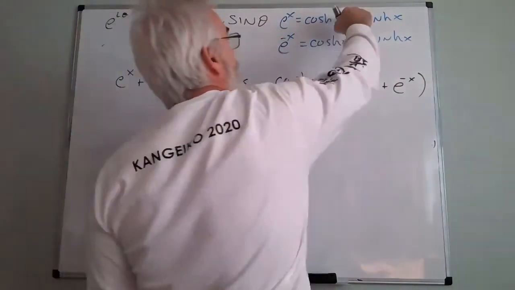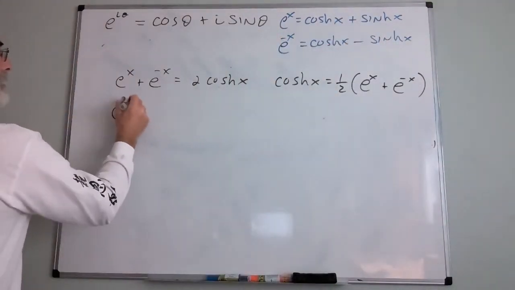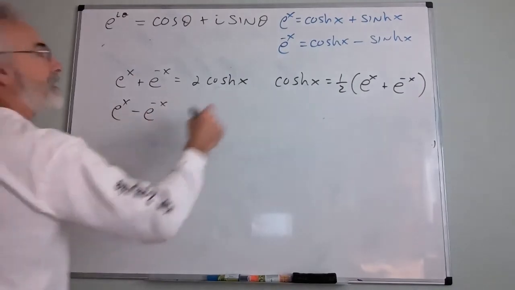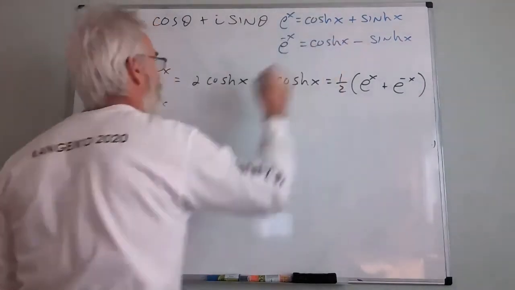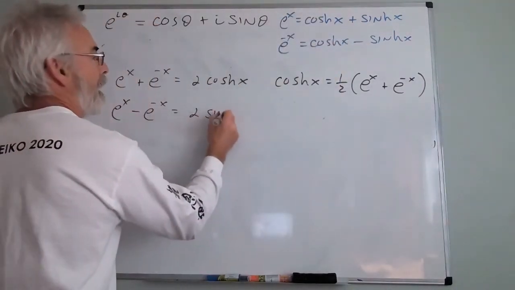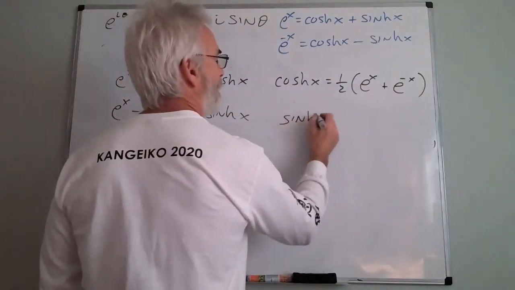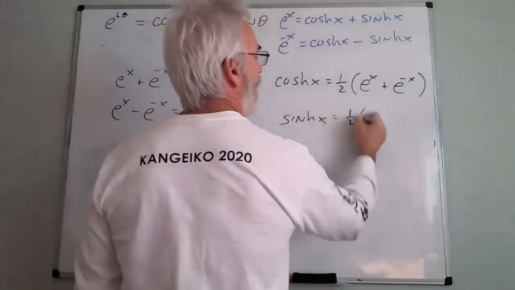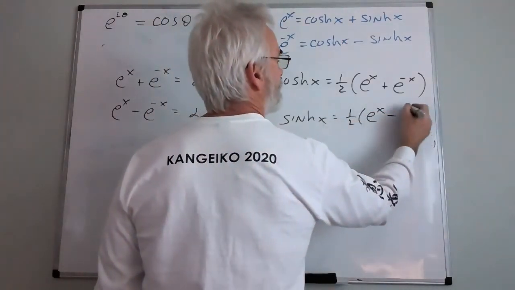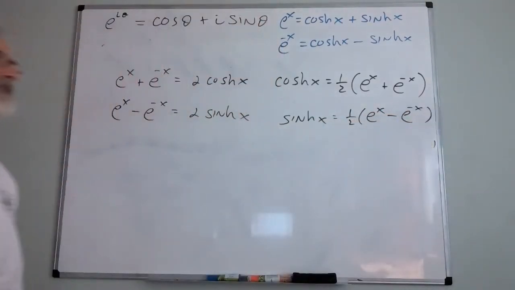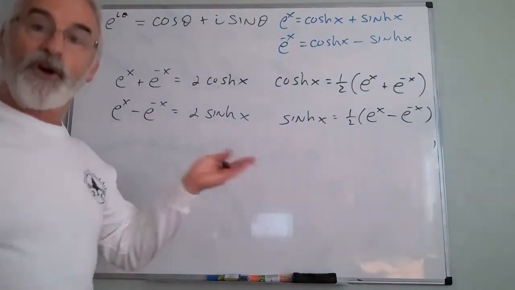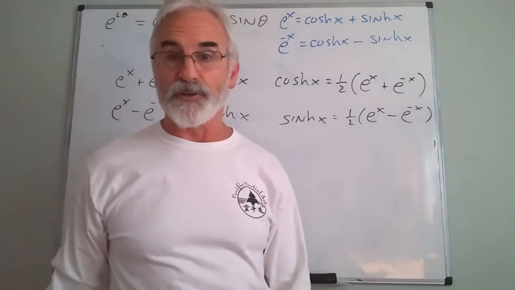Now, what if I take the first equation and I subtract the second equation? Then the hyperbolic cosines will cancel and I'll get 2 hyperbolic sines. So the hyperbolic sine of x is 1/2 of e to the x minus e to the negative x. Cool. Now, the rest of the hyperbolics can also be assigned exponential versions.